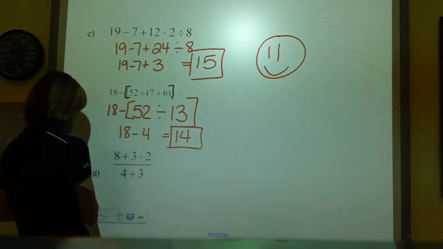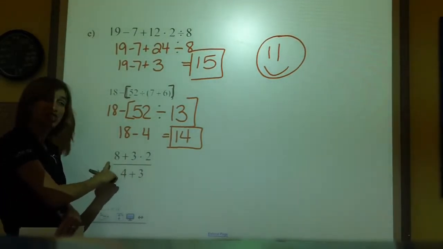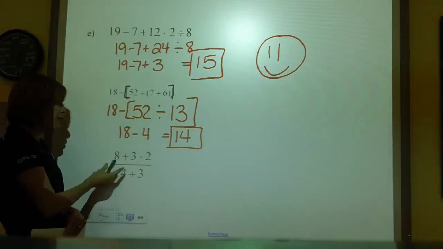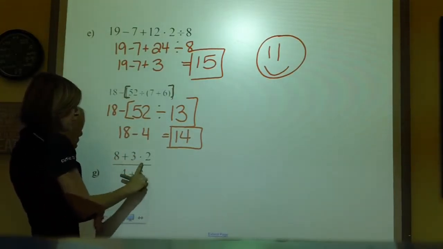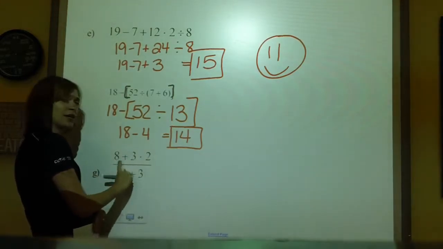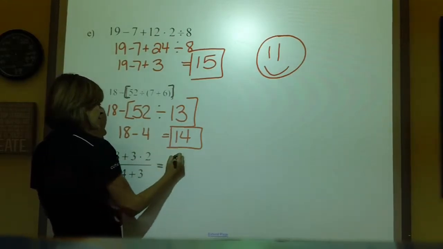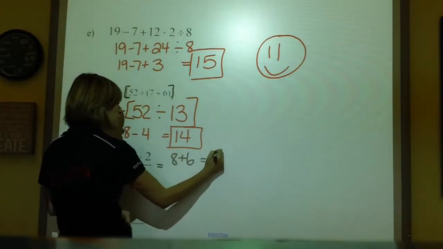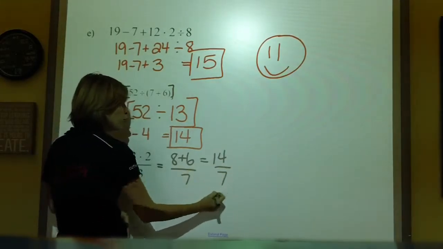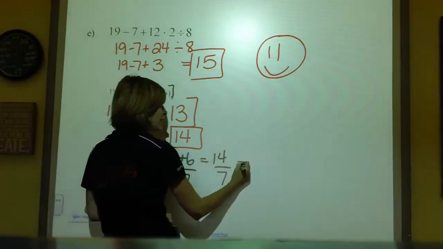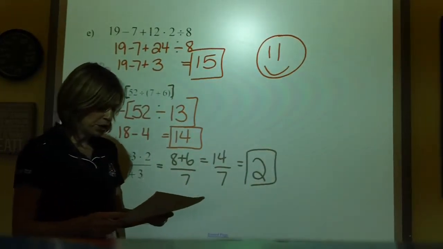All right, now I threw in that grouping symbol, that third one that we sometimes forget, the fraction bar. The fraction bar means I have to do the top and the bottom separately, then put them together. So in the top, I've got multiplication and addition. I'm not going to forget that I've got to do that multiplication first. I'm going to get 8 plus 6, which is 14. In the bottom, 4 plus 3 is 7. So 14 divided by 7 gives me 2. Okay? Hopefully you're feeling pretty good.